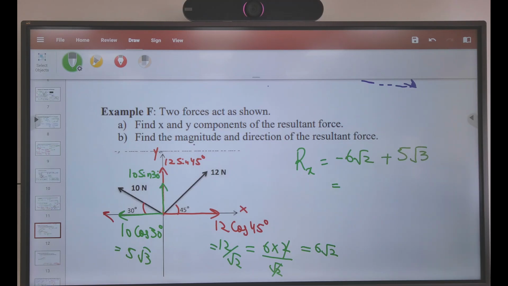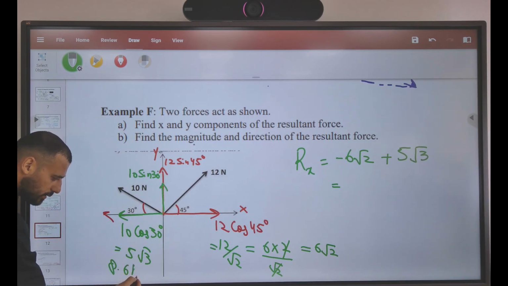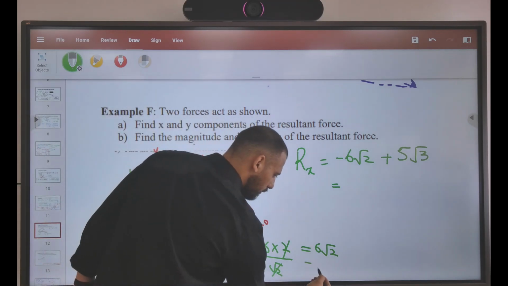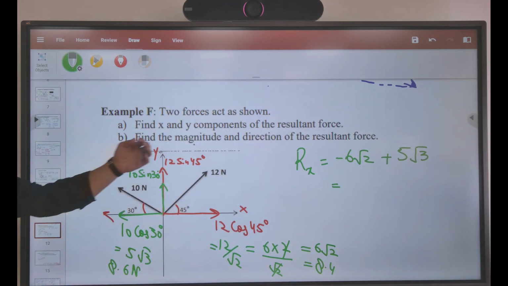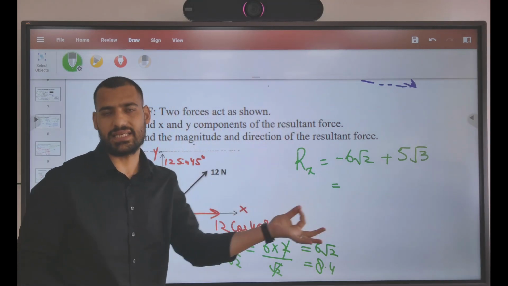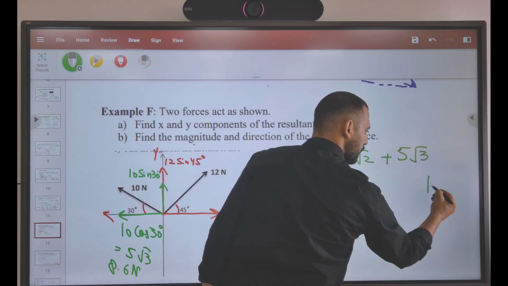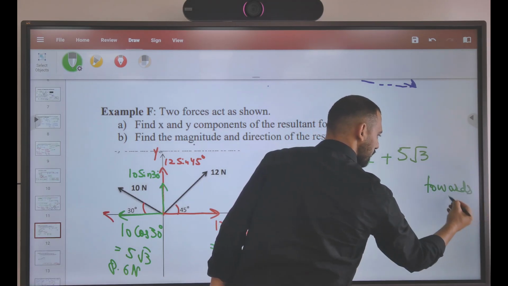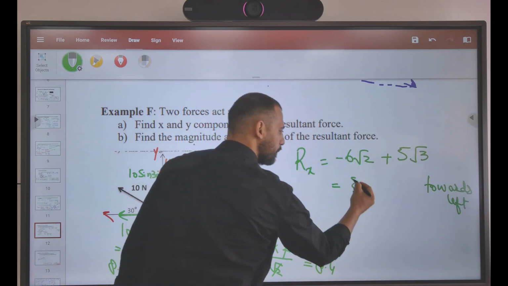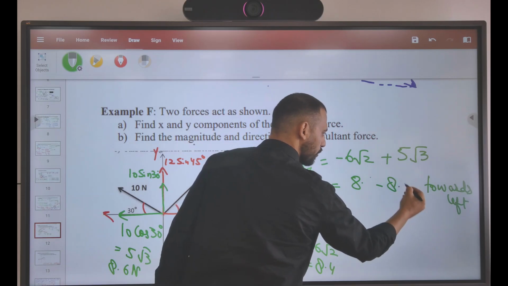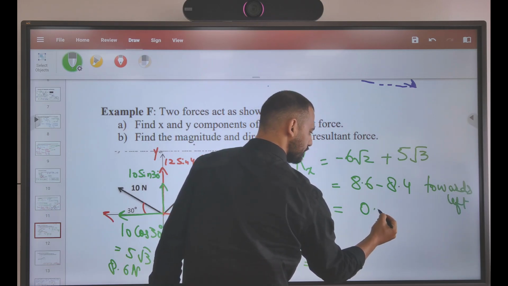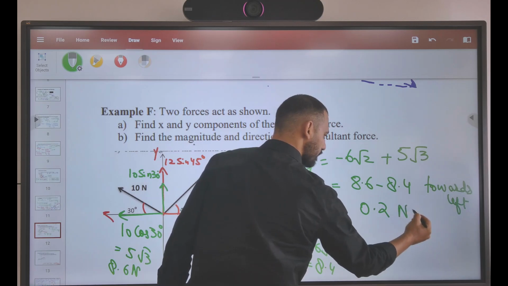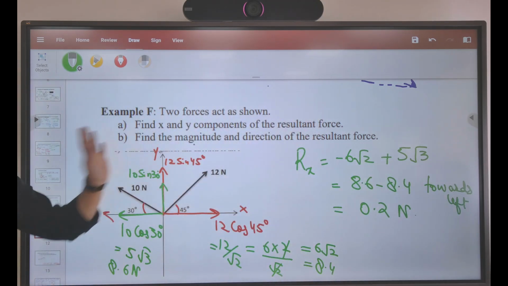Yeah, I'll write those values only. So it is 8.6. And how much is this? 8.4. Okay. So more is towards left. So the net component along the x-axis is towards left. And the value would be 8.6 minus 8.4. Is that fine? So it is how much? 0.2. Is that clear? This is your x component.